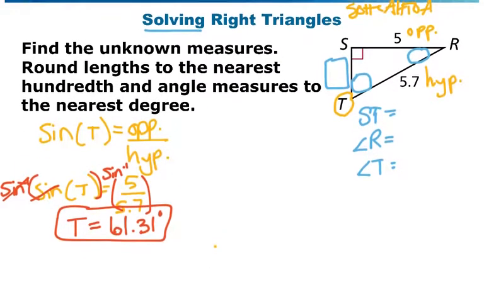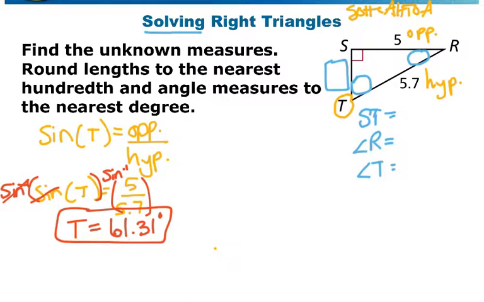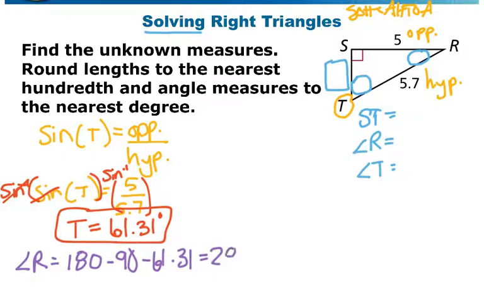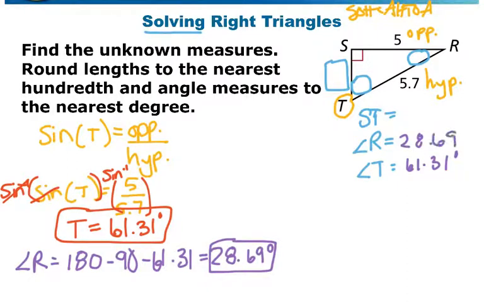Alright, then to find the rest of them is actually all of the things that we've known before. So for instance, to find angle R, you just need to take the fact that a triangle has 180 degrees, subtract out the 90 that they gave you, and then subtract out the 61.31 that they gave you. And so now we know that angle R is actually 28.69 degrees. So now I have angle T, which is 61.31. I have angle R, which is 28.69. And then I can do more trig if I wanted to, but I doubt I do.